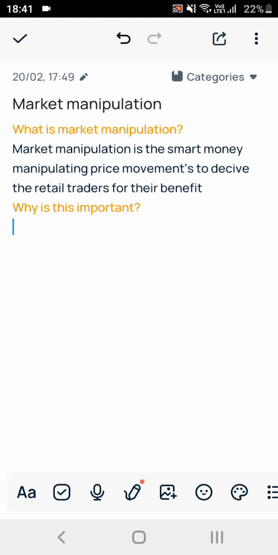Those are market makers. They have an incredible amount of volume because they have a huge load of money. So they have enough buying power to manipulate the price movements. We don't. Us as retail traders, we have no control over the forex markets whatsoever. So market manipulation is the smart money manipulating price movements to deceive the retail traders, which is us, for their benefit.